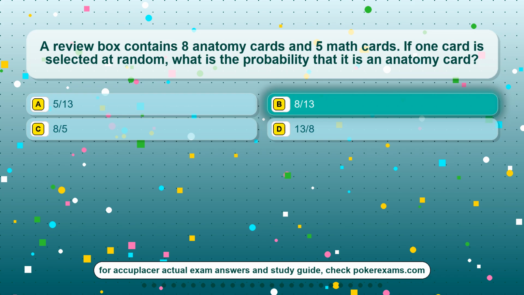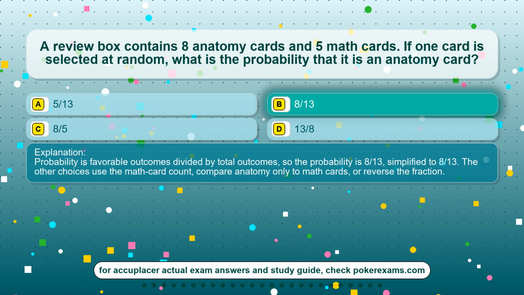The correct answer is option B. 8/13. Probability is favorable outcomes divided by total outcomes, so the probability is 8/13, simplified to 8/13. The other choices use the math-card count, compare anatomy only to math cards, or reverse the fraction.